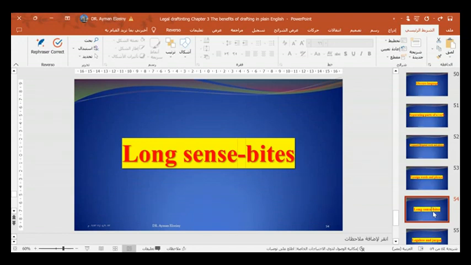These formidable blocks of type should be broken up, if not into shorter sentences, then certainly into shorter sense bites. Shorter sense bites.